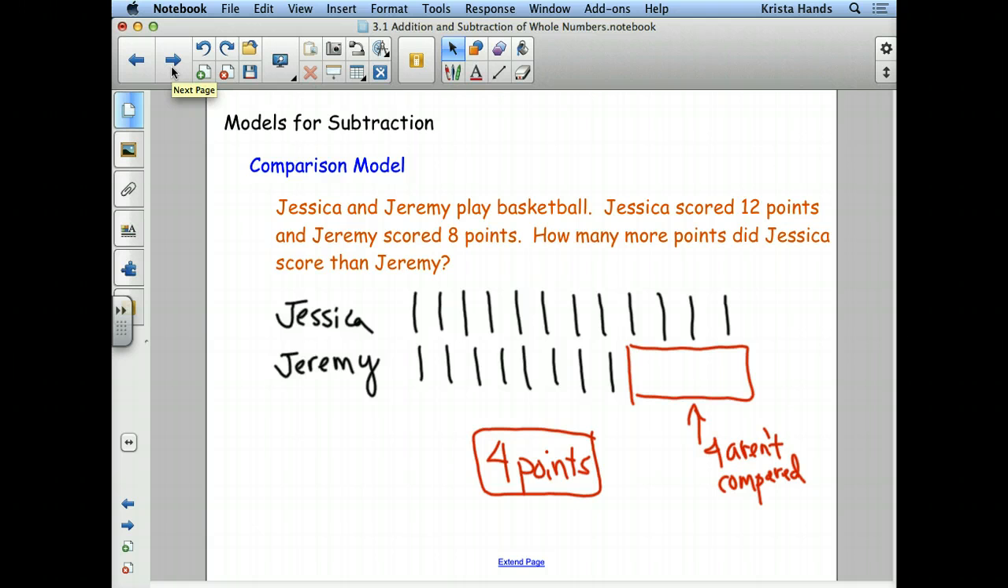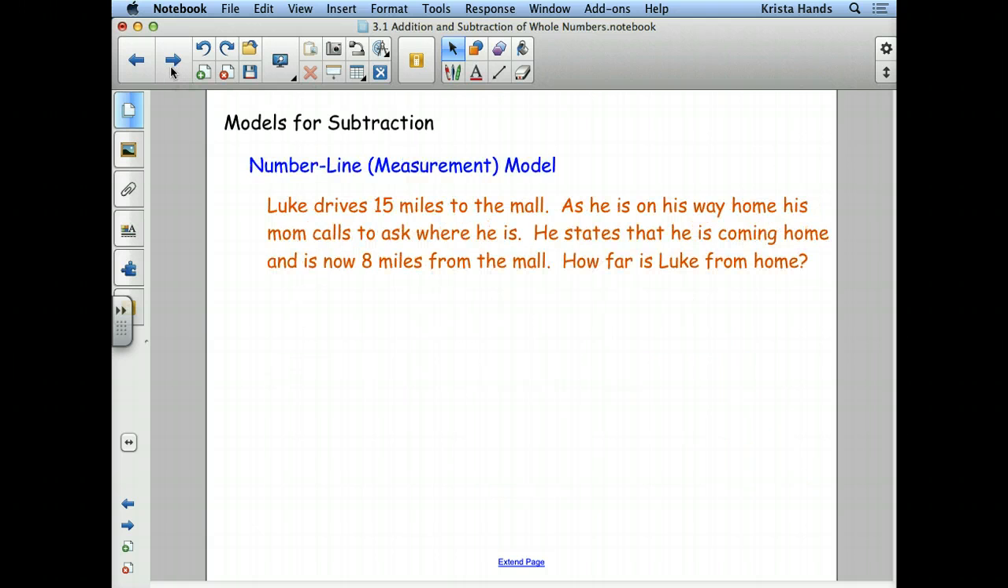There's one more. This is the number line model. All right, so the number line model example says the following. Luke drives 15 miles to the mall. As he's on his way home, his mom calls to ask where he is. He states he's coming home now, and is now 8 miles from the mall. How far is Luke from home?